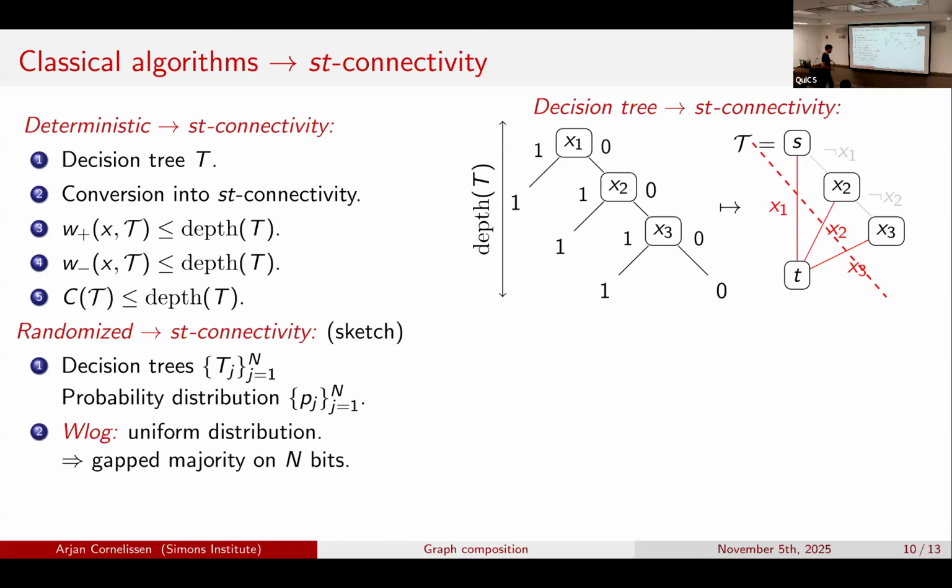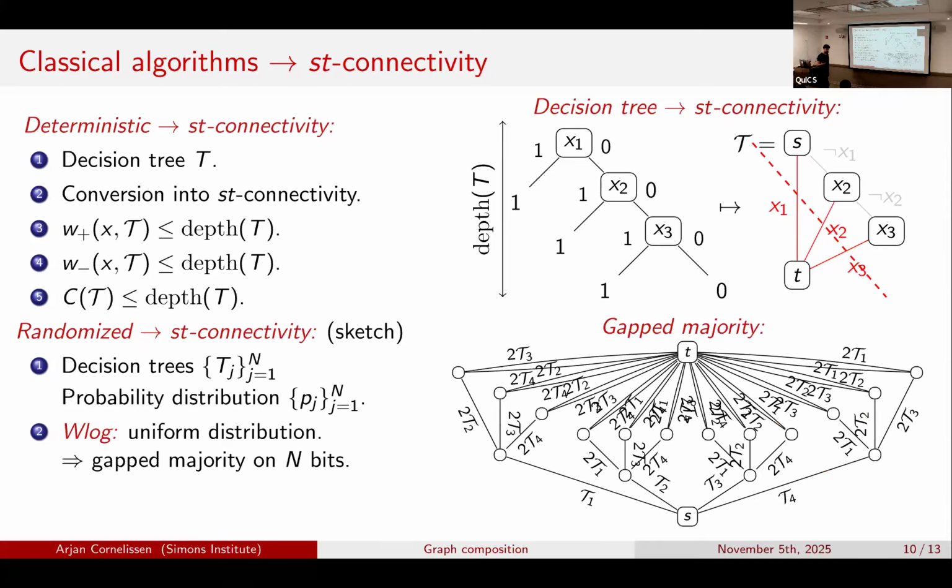And now what I want to claim is that without loss of generality, you can assume that this probability distribution is uniform. Right? Because if the probability distribution is not uniform, you can just duplicate a bunch of the trees in your set, make your set a little bit bigger, and then have the probability distribution be uniform. But once you assume it like this, essentially all you end up doing is computing the gap majority function on your set of decision trees, right? Because once your probability distribution is uniform, then in the positive case, more than 2/3 of them will accept, whereas in the negative case, less than 1/3 of them will accept.